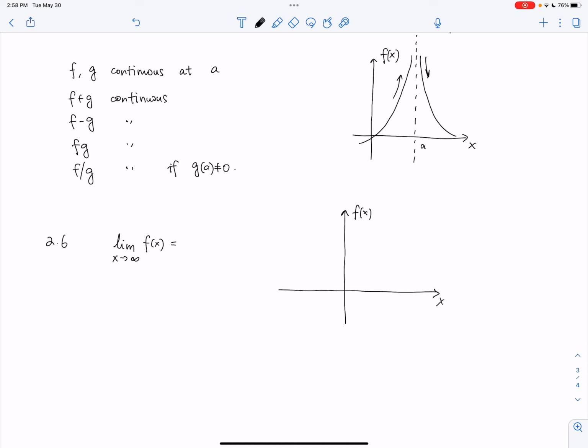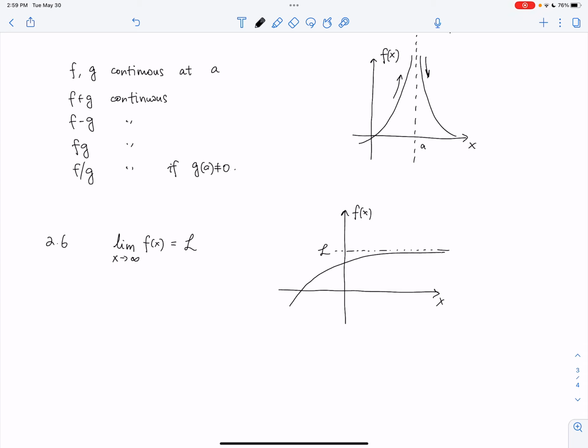If x goes to positive infinity, that means x becomes bigger and bigger. So if your function looks like that, your curve is getting closer and closer to some value. We call that L. It's getting arbitrarily close. If that's the case, we just say the limit as x goes to infinity is equal to L. And this is a horizontal asymptote, or limit at infinity.